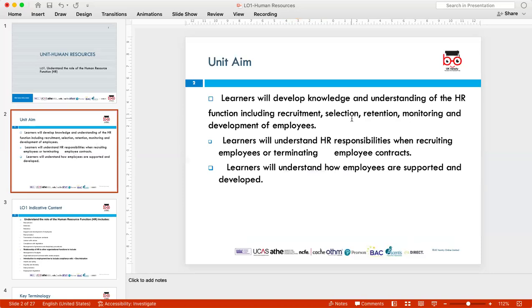The aim of our unit is to develop knowledge and understanding of HR function, including recruitment, selection, retention, monitoring, and development of employees. We will understand HR responsibilities when recruiting employees or terminating employee contracts. We'll understand how employees are supported and developed.